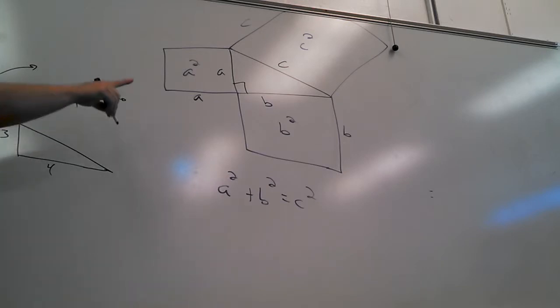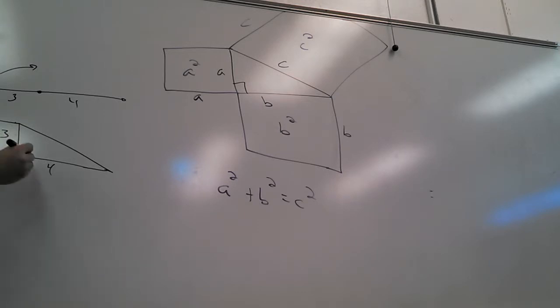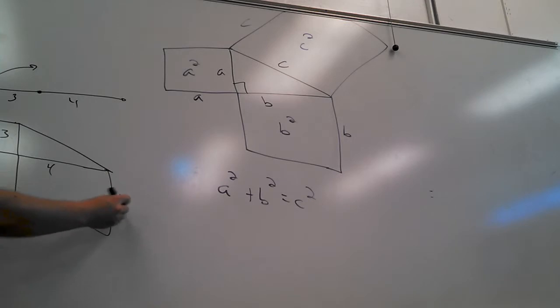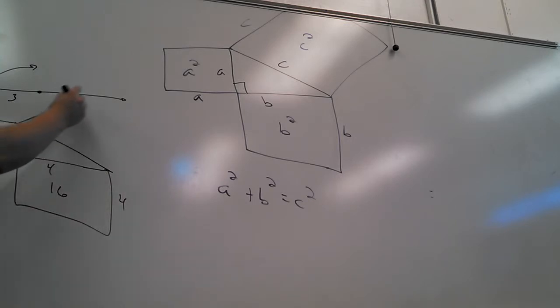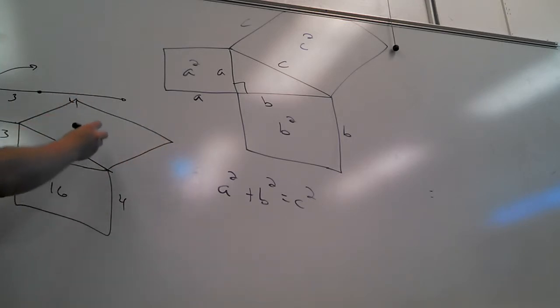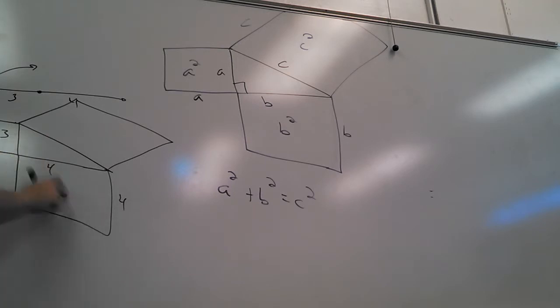So if we do this rule, what would this square's area be? 3 times 3 is 9. What would this square's area be? 16. So what must this square's area be? 9 plus 16, 25. It must be 25.